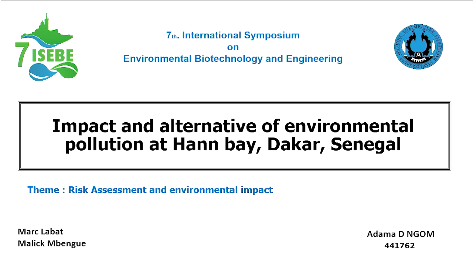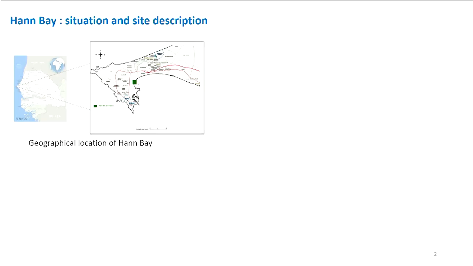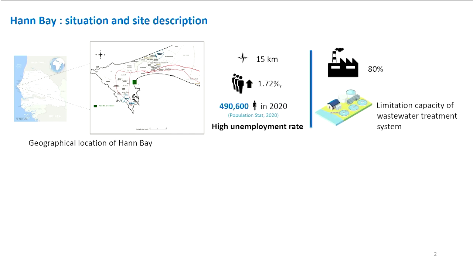And I will present a part of my project, which is the impact and alternative of environmental pollution at Hann Bay, Dakar, Senegal. The bay is located in the Dakar region of Senegal, which is in West Africa, and it's 15 kilometers long. And the bay is characterized by a strategic location. More than 80% of industry is located there.